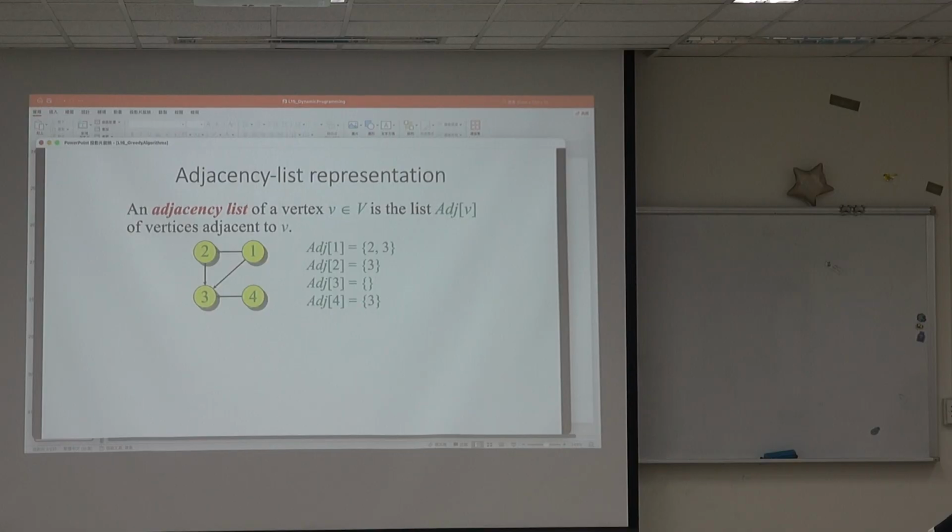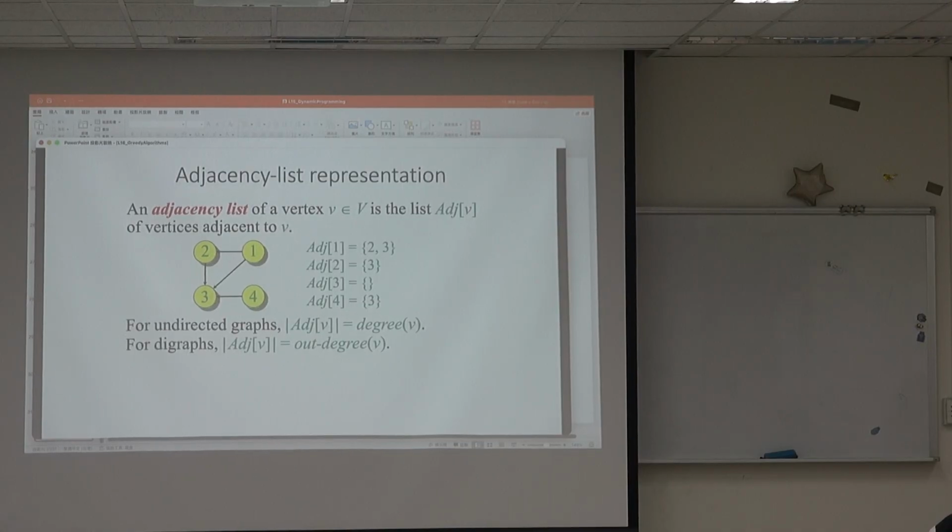For the adjacency list, for each vertex you just include its neighbors in the list. So this is an example. The adjacency list is more friendly to sparse graphs. For an undirected graph, the size of the adjacency list of v is v's degree.